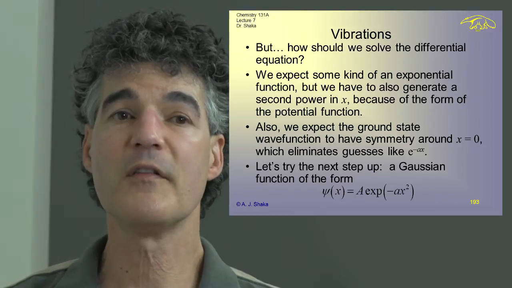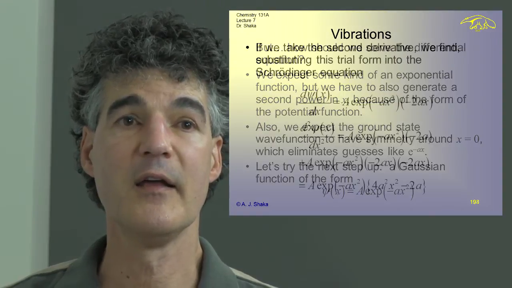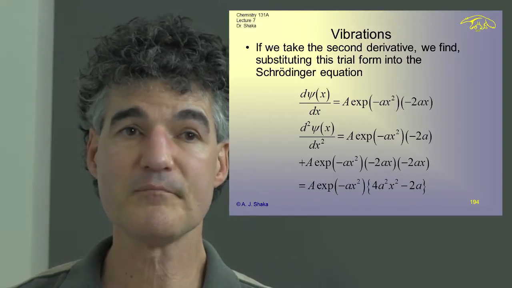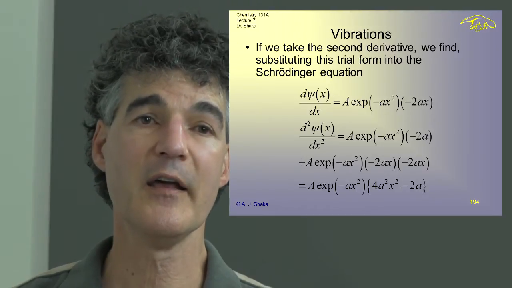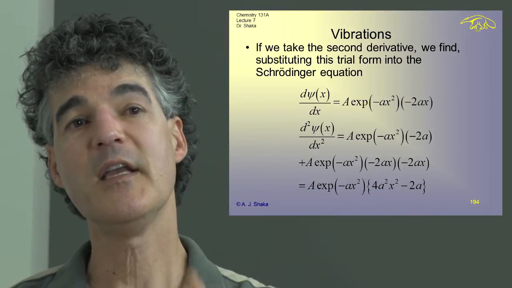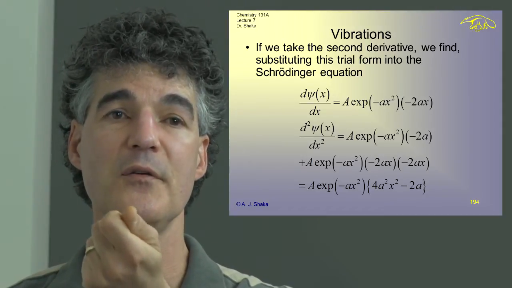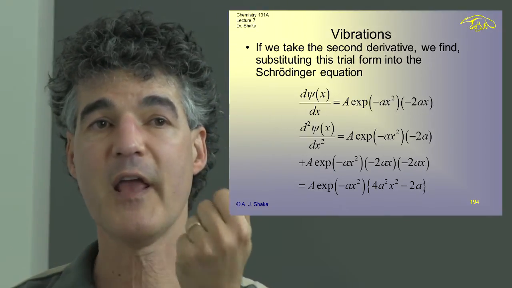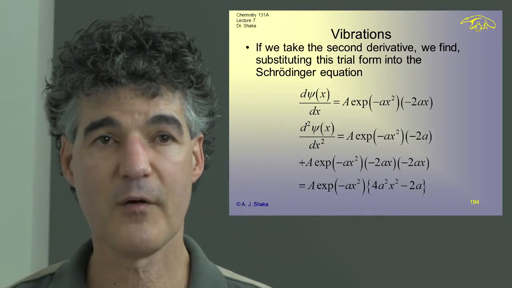You wouldn't necessarily know that this would work, but you can easily work it out. So let's go ahead and work it out. If we want to take the second derivative and multiply by h bar squared over 2m, the first derivative of that function is that function again times the derivative. Remember that the derivative of e to the u is e to the u du dx. We have minus a x squared as u. The derivative of that is minus 2ax. So the first derivative is A times exponential minus a x squared times minus 2ax, that whole thing.